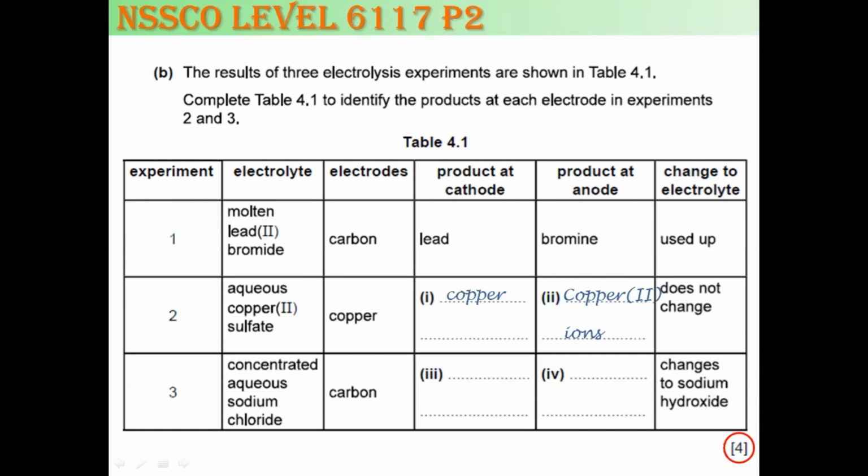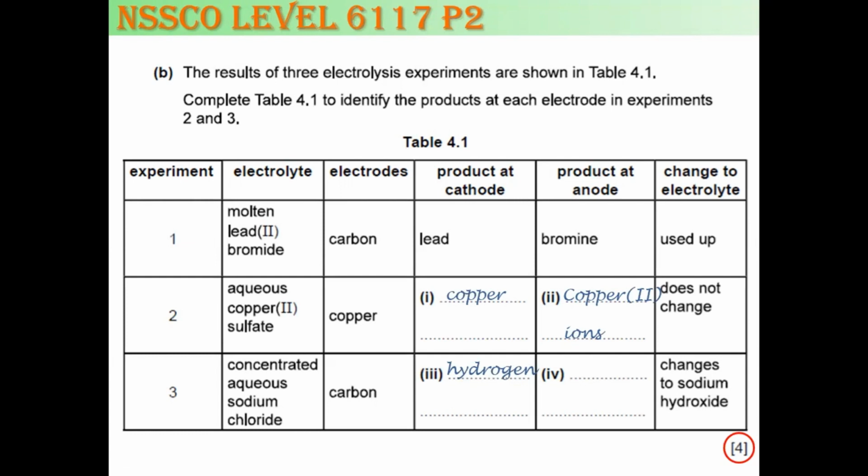In experiment 3, our electrolyte is aqueous sodium chloride, which is concentrated, and we are using carbon electrodes, which means they are inert. So what do we produce at the cathode? 2 ions go to the cathode, sodium ions and hydrogen ions, and the hydrogen ions are preferentially discharged. Remember, sodium ions are never discharged from aqueous solution. So what do we produce at the cathode? We are going to produce hydrogen.